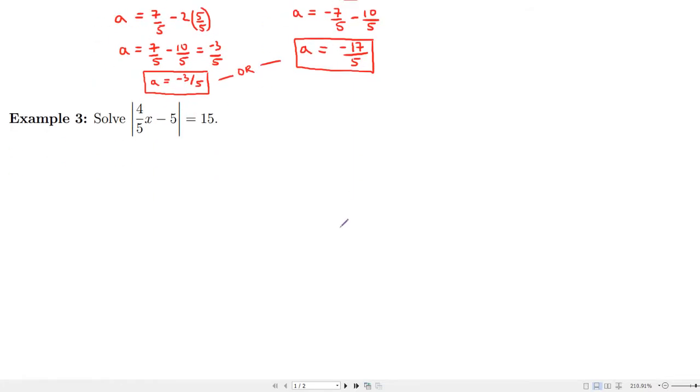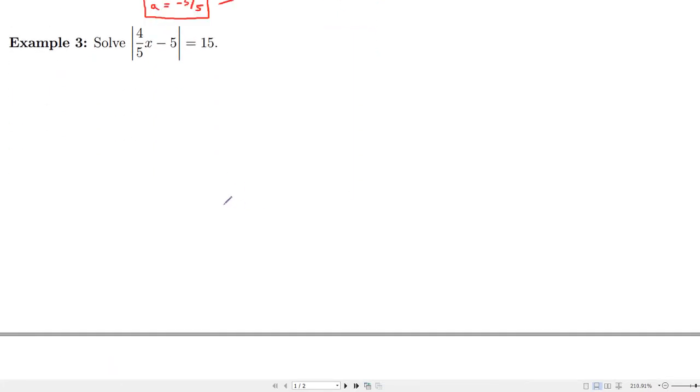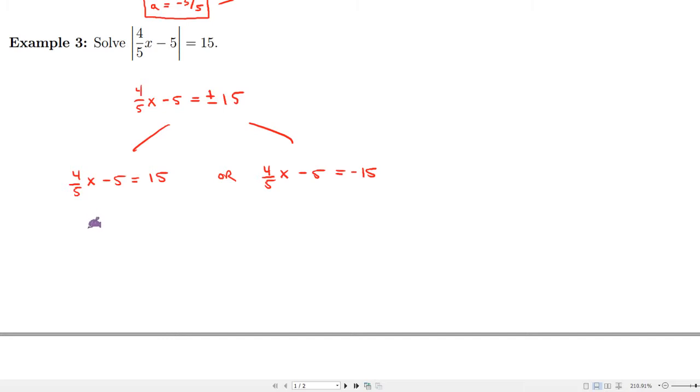Okay, so continuing, let's try to solve this one here. If we want to drop the absolute values, we can do that. 4 over 5 x minus 5, but then we're going to have plus or minus 15. So we have two different equations to deal with here. So 4 over 5 x minus 5 is equal to the positive solution, or 4 over 5 x minus 5 is equal to minus 15. Trying to solve for this, we just use our same techniques that we've always been using.